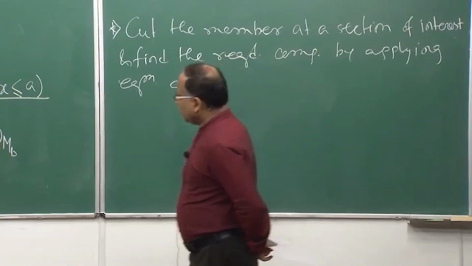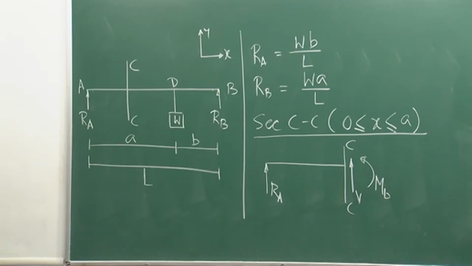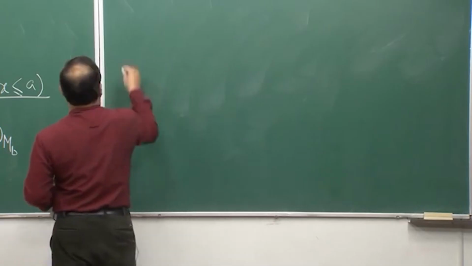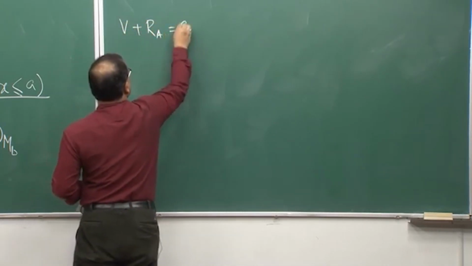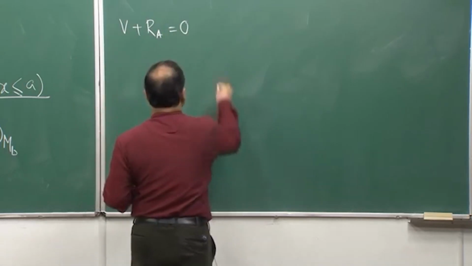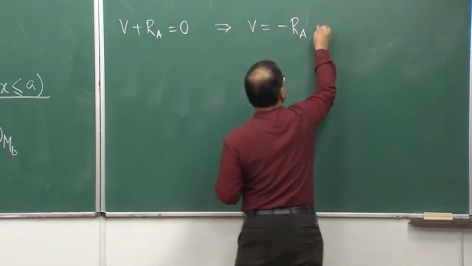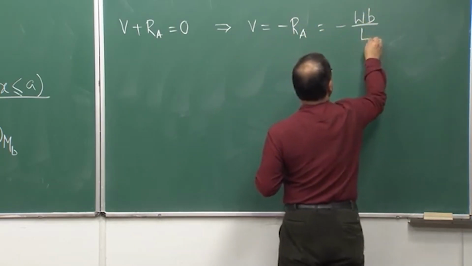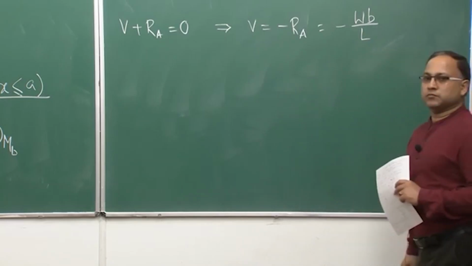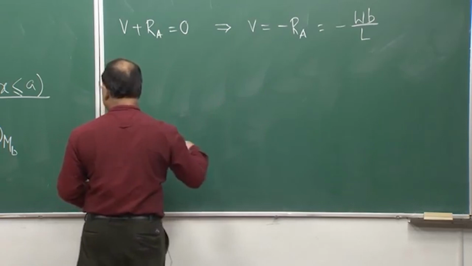Okay. So, now considering equilibrium, you can simply write V plus R A equal to 0. From this I can simply write V equal to minus R A, which is nothing but minus W B by L. I can write it, and I can take the moment equilibrium.